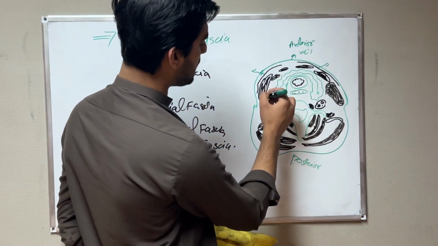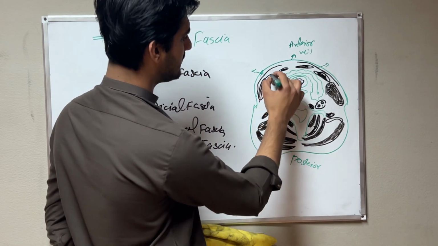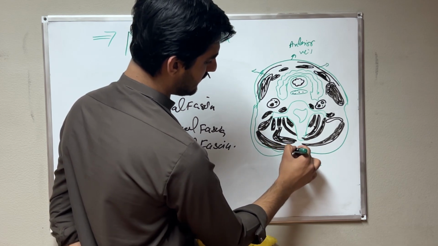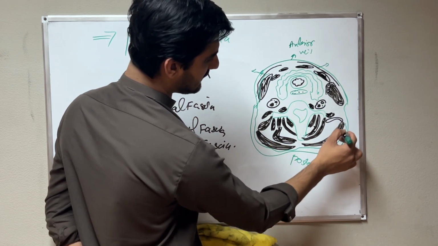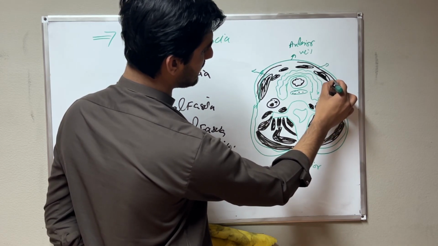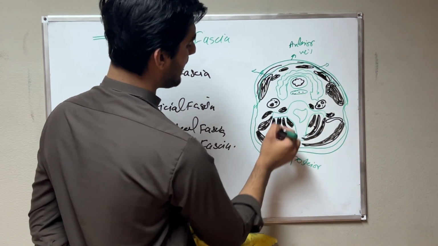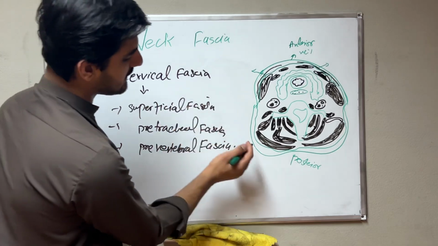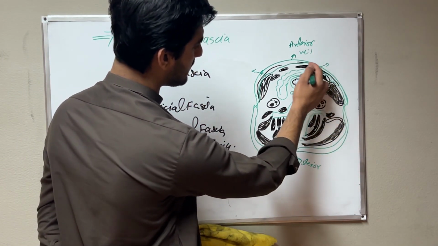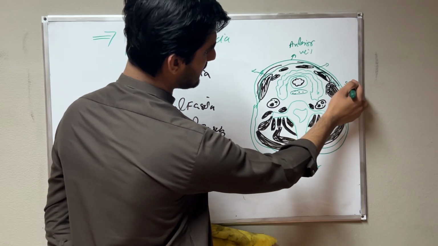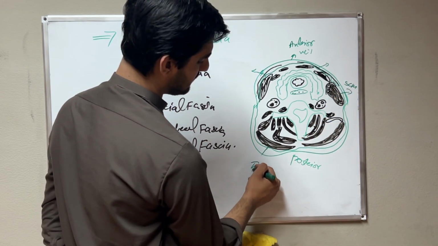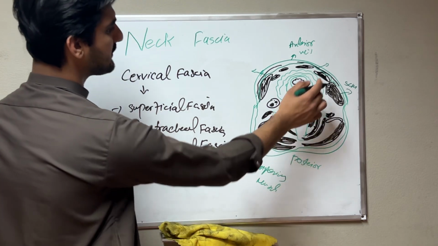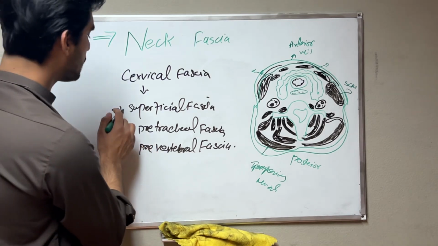And talking about the superficial layer of the cervical fascia, these cover the muscles here like that. These superficial muscles: this one is the trapezius muscle, and this is the sternocleidomastoid muscle. The superficial fascia of the cervical fascia covers what I underlined. It means the trapezius muscle and the sternocleidomastoid muscle are covered by the superficial fascia.